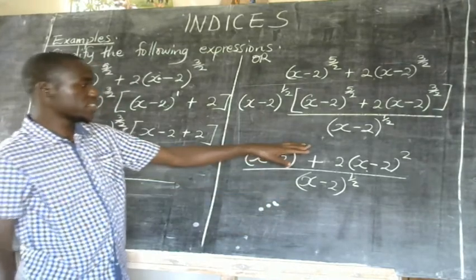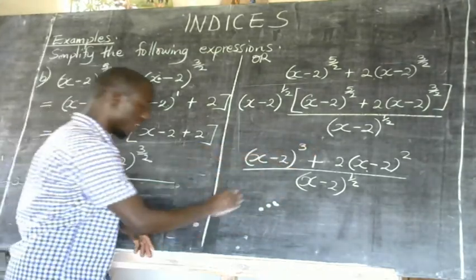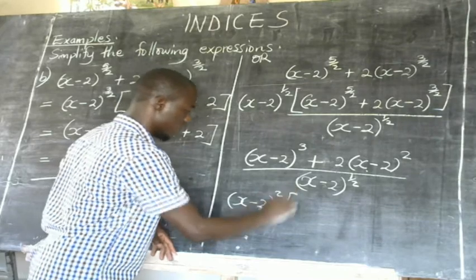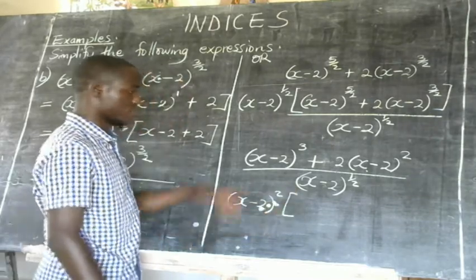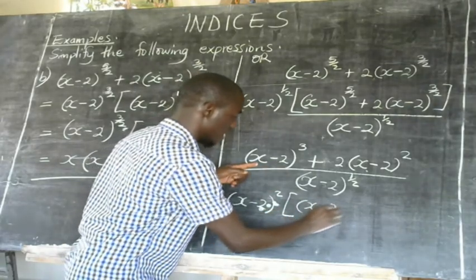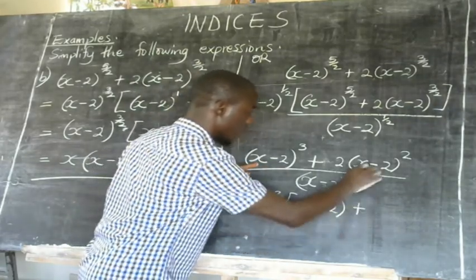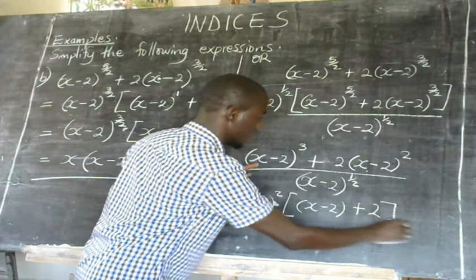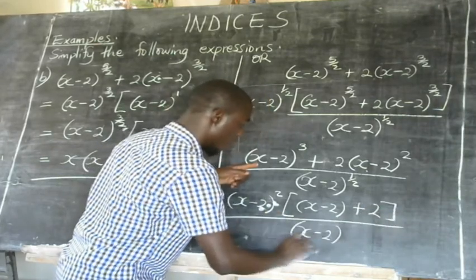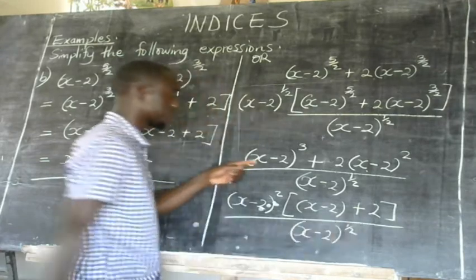Now in the numerator, you see that the x minus 2 squared is common. So if it is common, then here I'll be left with x minus 2, then here I'll be left with a 2 just. Then divide by the x minus 2 power a half there.